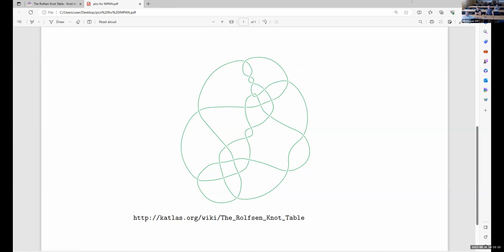Notice that it's really non-trivial because there is no Reidemeister move which can reduce the number of crossings here. The only way to bring it to the unknot is to first increase the number of crossings. So this shows that the Reidemeister moves do not provide any finite algorithm for untying knots or relating two knots.